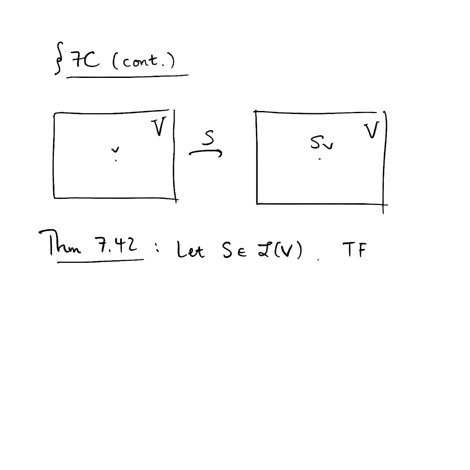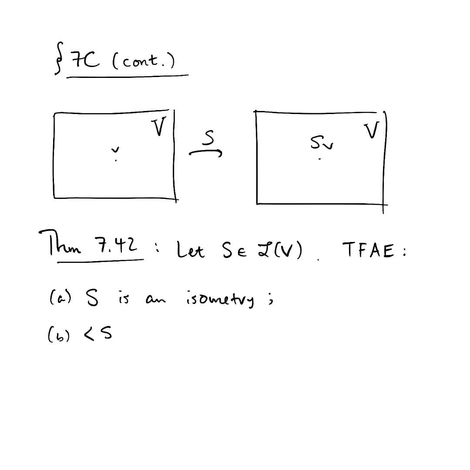The following are equivalent. And then there's this long list. Okay, so thing A, S is an isometry. Everything that follows is equivalent to S being an isometry.